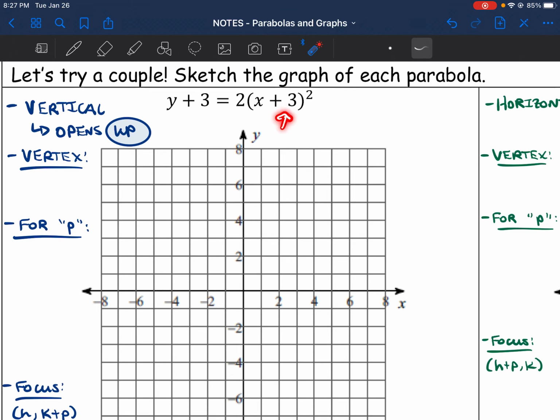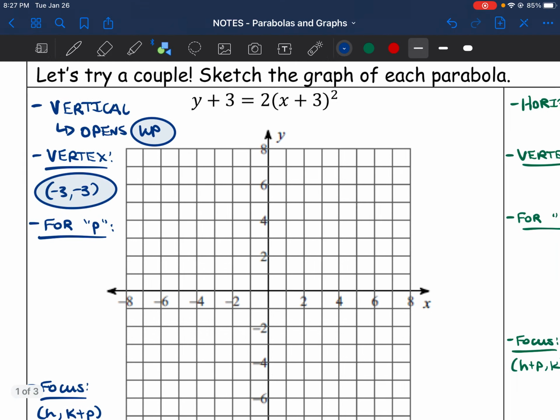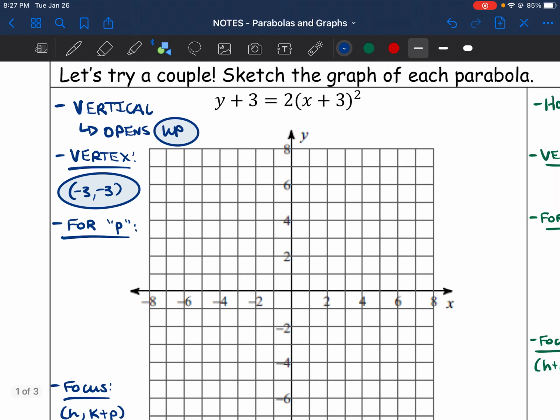All right, next, the vertex, we can see pretty clearly here. It's going to be -3 for the x, -3 for the y. And let's go ahead and start working on finding the p term.